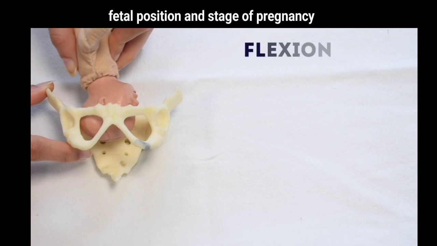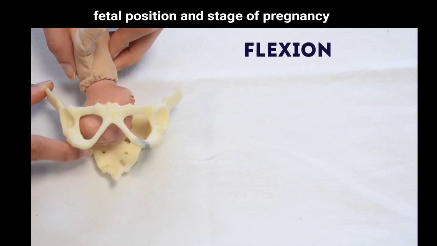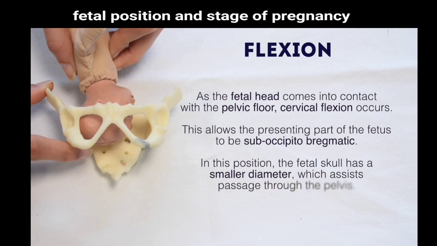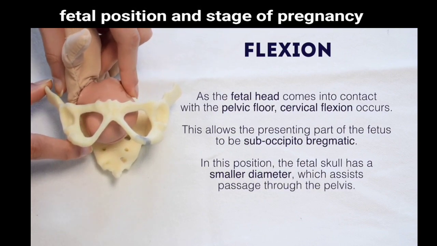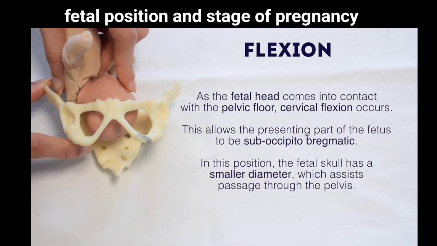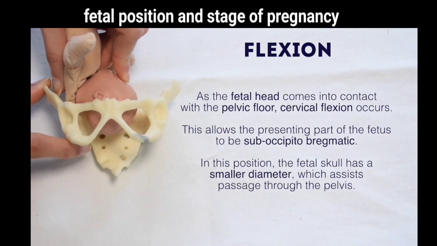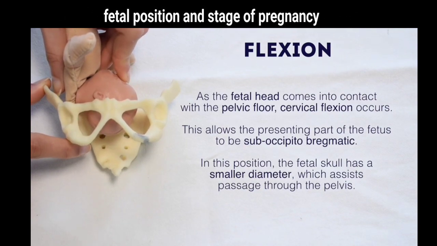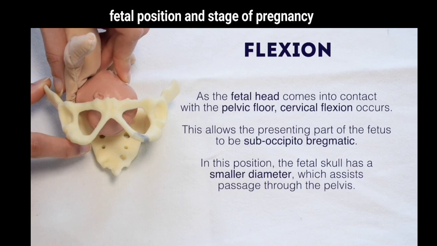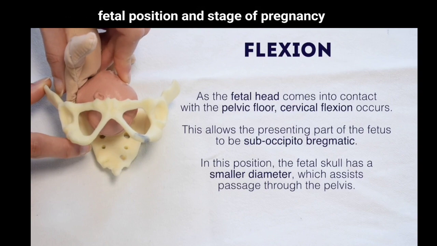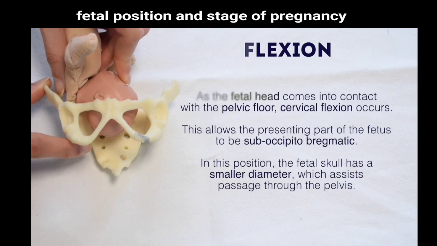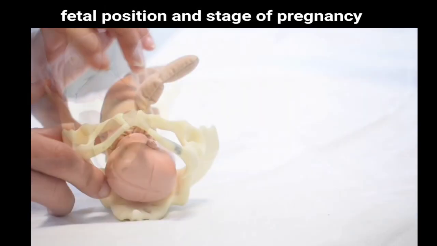effort. Flexion. As the fetus descends, its head comes into contact with the pelvic floor. This causes flexion of the fetal neck, chin to chest, allowing the presenting part of the fetus to be suboccipitobregmatic. This creates a smaller diameter for the passage through the pelvis.